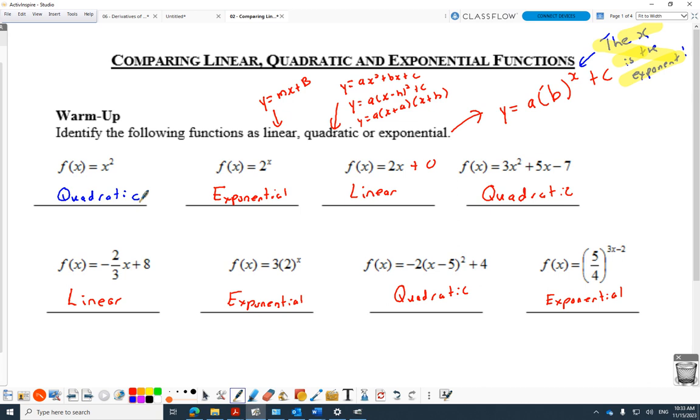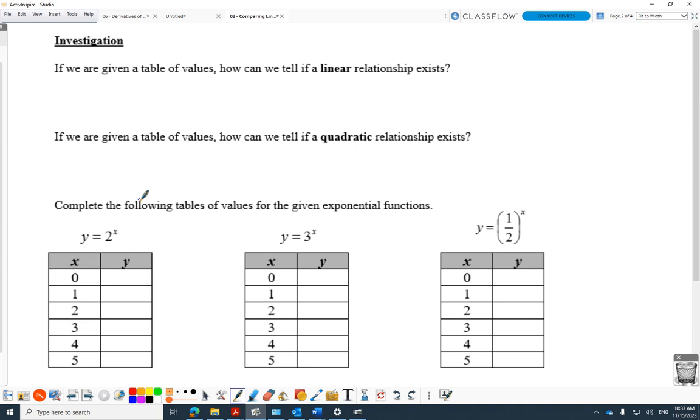If we are given a table of values, how can we tell if a linear relationship exists? You were supposed to learn this in grade 9, but I get it. This information can slide away on you, and I'm going to use it in just a second. So if I write the sentence and you remember it, great. If you don't remember it and don't know how to do it, it's okay. That's what I'm going to do in the next part of the lesson. If we are given a table of values, how can we tell if a linear relationship exists?